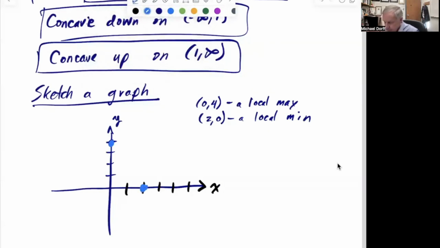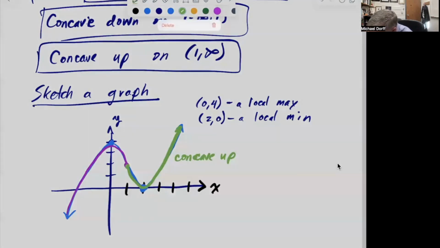And if we go back, we can see it was increasing from negative infinity to 0. So it's going to be going up like this. Then it was decreasing between 0 and 2, so it's going to go down. And then it's going to go up again because it was increasing from 2 to infinity. And I have my concave down from here, and I have concave up from here.